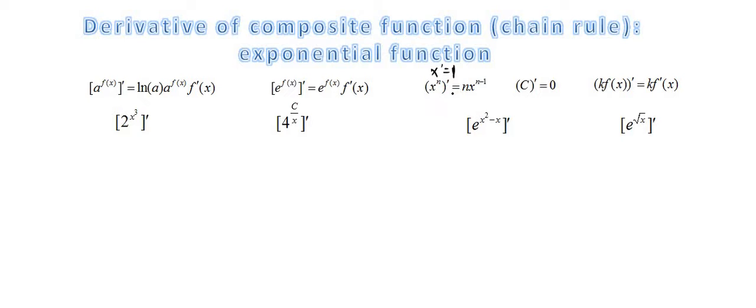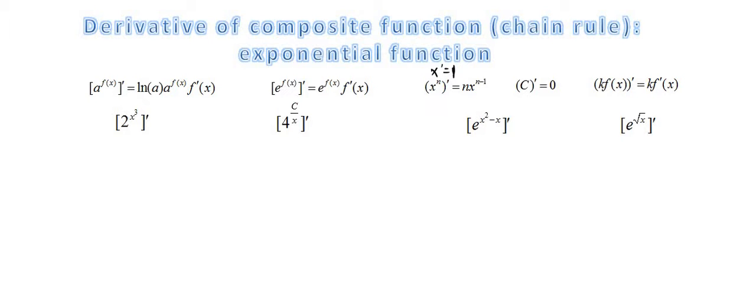The third one is the power rule. And we also have a special case, that the derivative of x equals 1. The fourth one is the constant rule. The derivative of a constant equals 0. And the last one is the constant multiple rule. We can pull the constant out of the derivative.